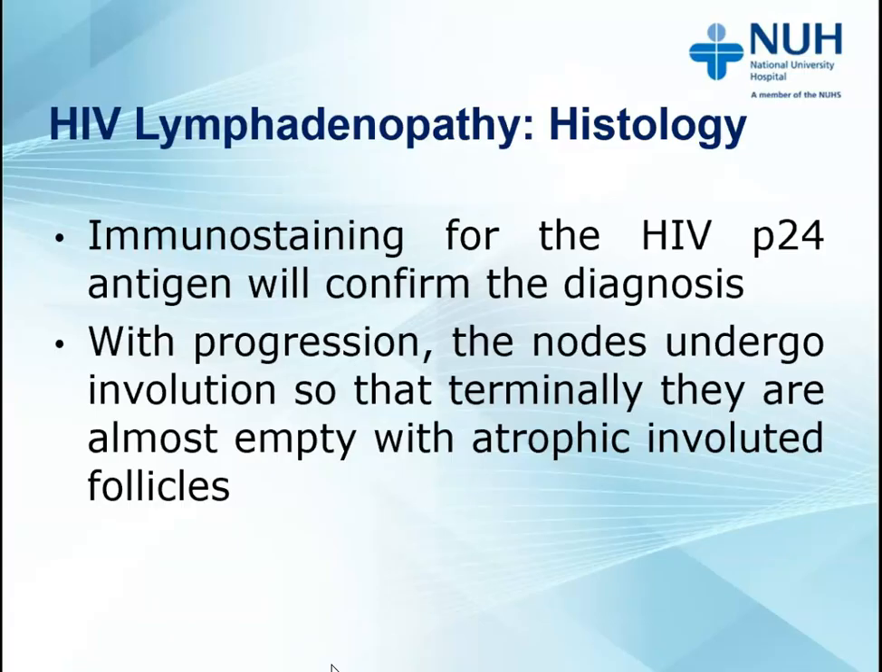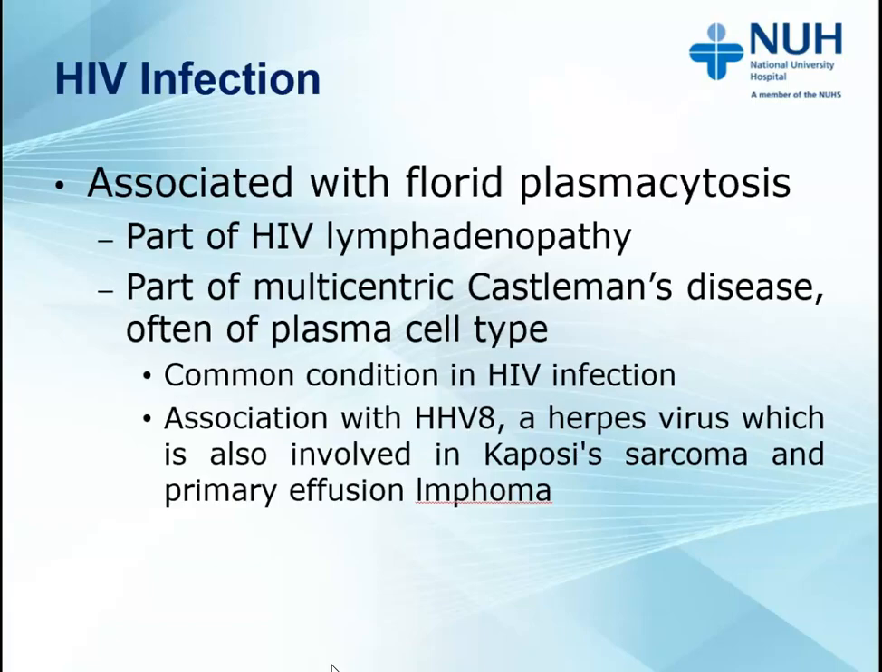With progression, the lymph node undergoes involution so that they may resemble the regressed follicles of Castleman's disease. Another feature of HIV infection is the presence of plasmacytosis. Increased numbers of plasma cells may be parts of HIV lymphadenopathy or as multicentric plasma cell Castleman's disease, a complication of HIV and associated with HHV-8 and EBV co-infection.